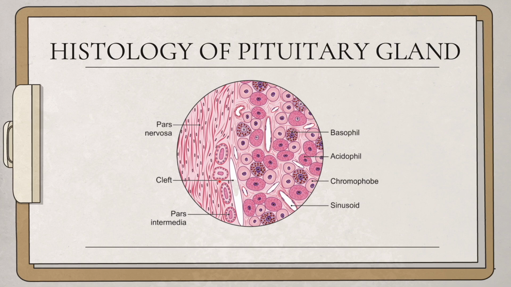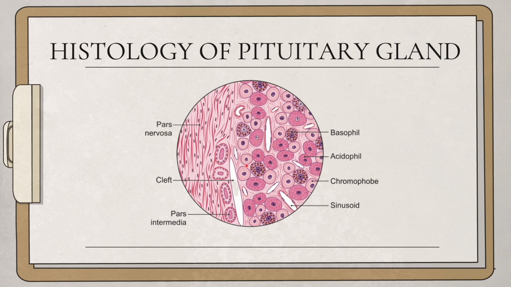In this picture of the histology of the pituitary gland, the gland has pars anterior, pars intermedia, and pars posterior. The anterior lobe consists of groups or cords of cells. The cells are of three types. The pink staining cells, also called alpha cells, are acidophilic. Cells with bluish cytoplasm are beta cells or basophilic. And the cells in which the cytoplasm is not conspicuous and the nuclei are closely packed are chromophobe cells. Many sinusoids are present in between the groups of cells.